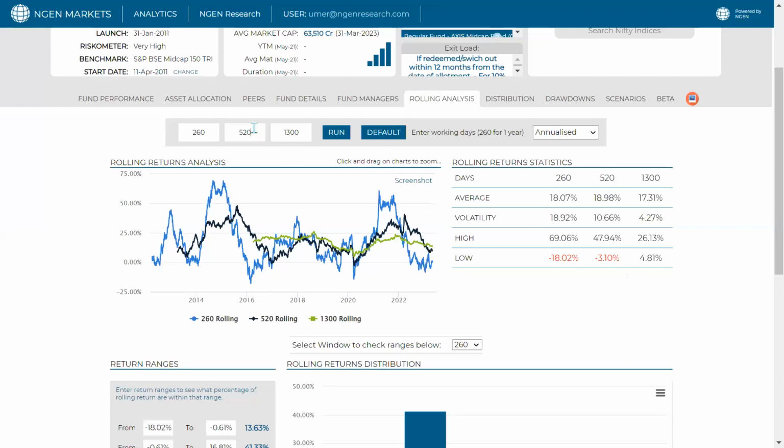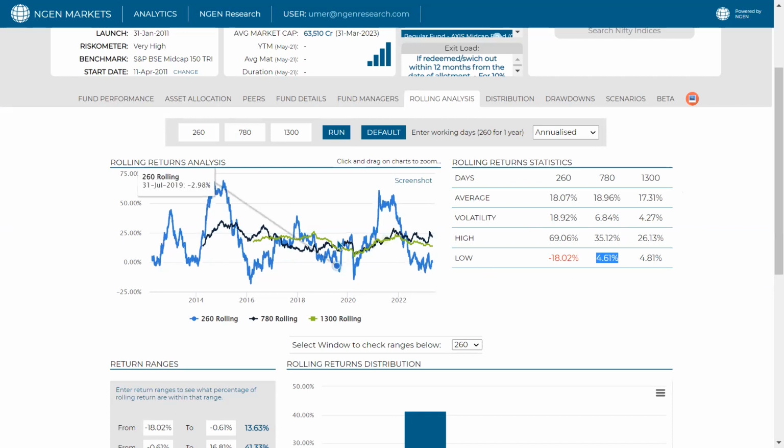Now you can change this working period accordingly. I can even change it to 780 and run it, and I get that 1 year, 3 year, and 5 year being compared. And you can also see that it would be better if I could hold for a 3 year period rather than a 5 year period. You can see here the average returns are effectively higher, and also the low is effectively similar to the 1300 days period sets. So that's how rolling return statistics works out.